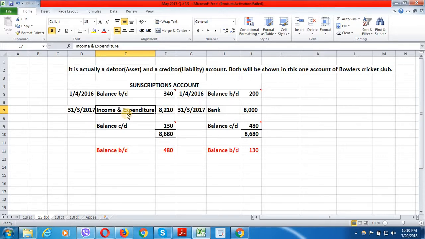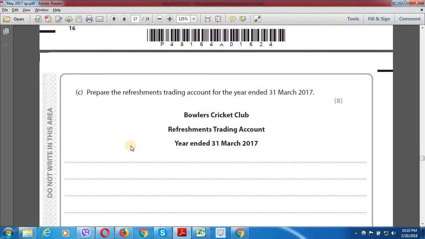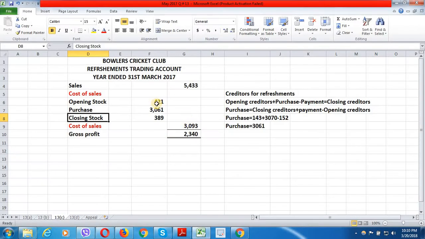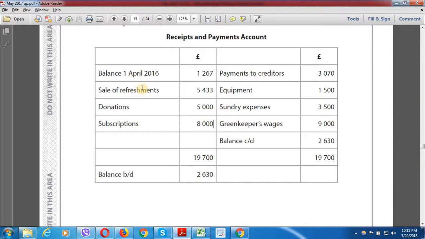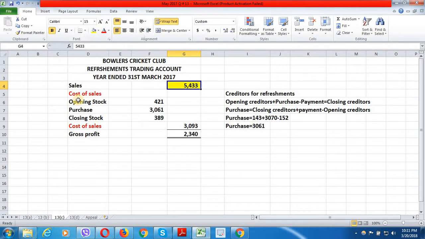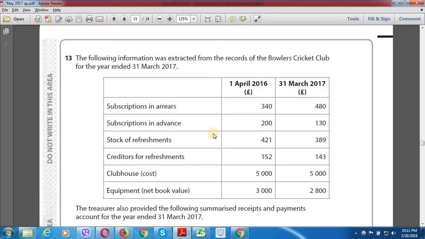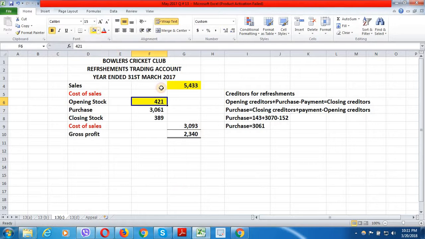Clear? Next. Then in number C, it was told to prepare the refreshments trading account for the year ended 31st March 2017. Here you can see I have prepared a trading account for you. First of all, you need to put sales here. Sales for refreshments, and sales for refreshment was told here in the receipts and payments account 5433. Then you will have to calculate cost of sales. In cost of sales, the first item is opening stock of refreshments. The opening stock of refreshments is told here 421, and the closing is also told 389.